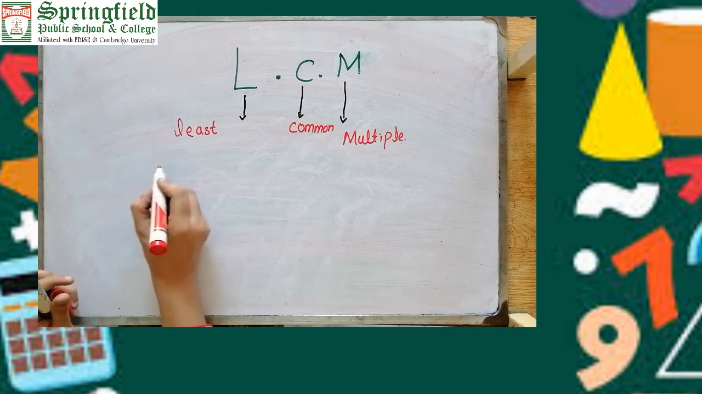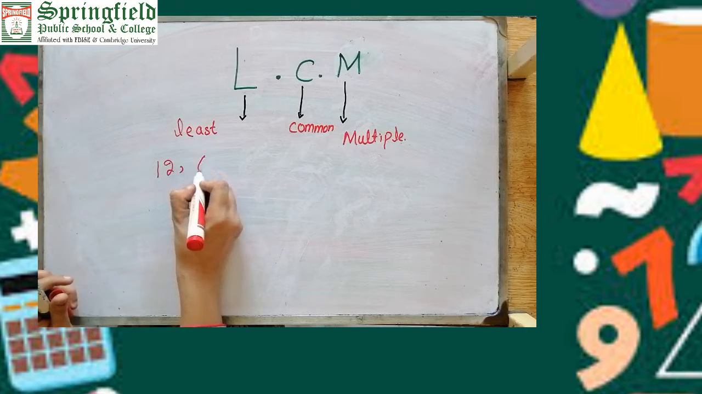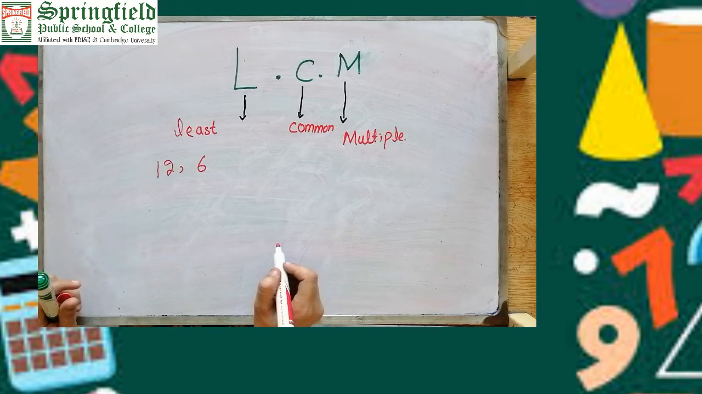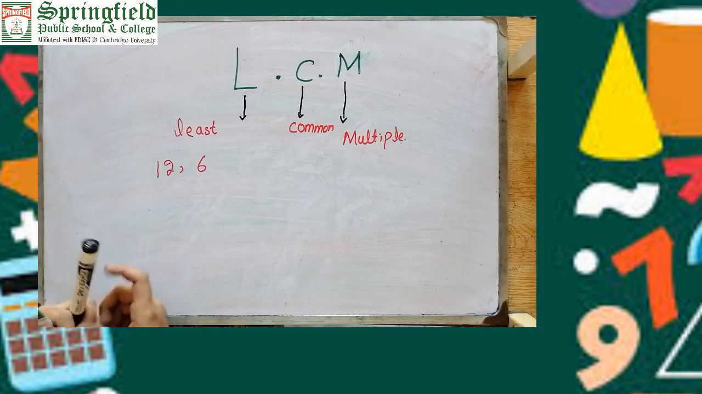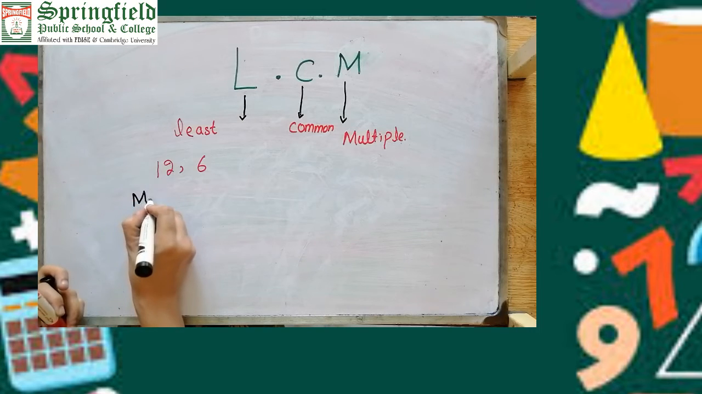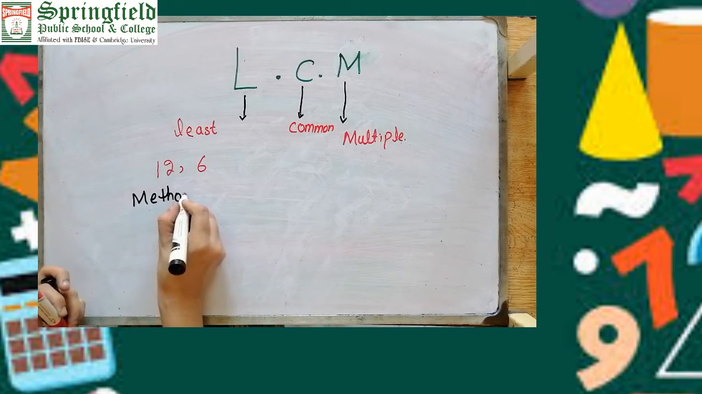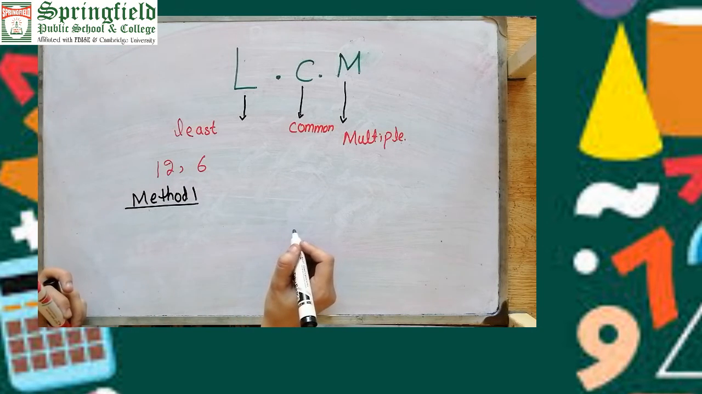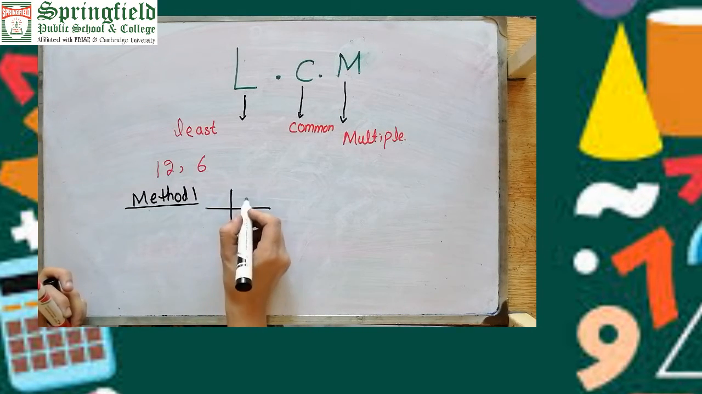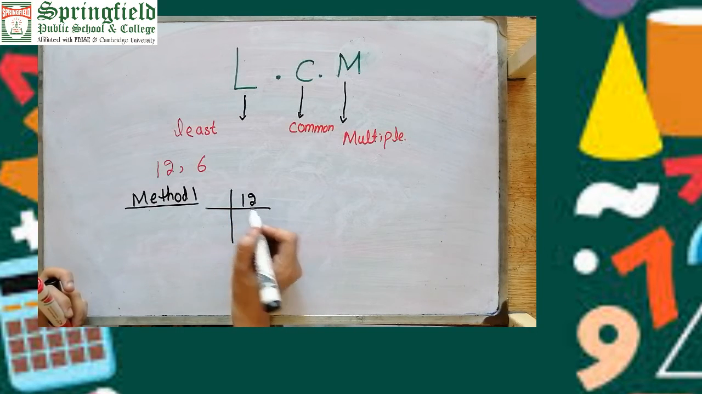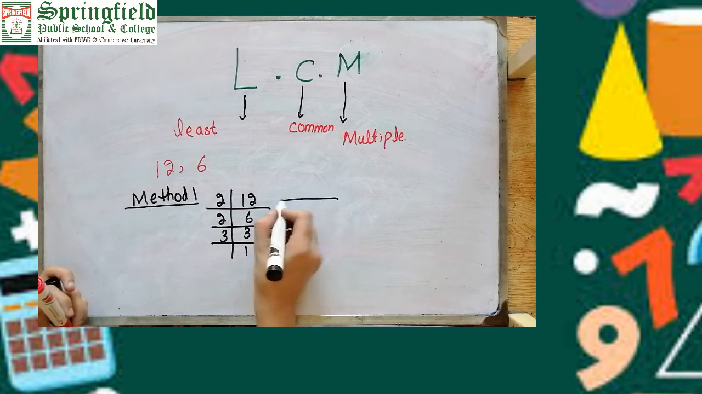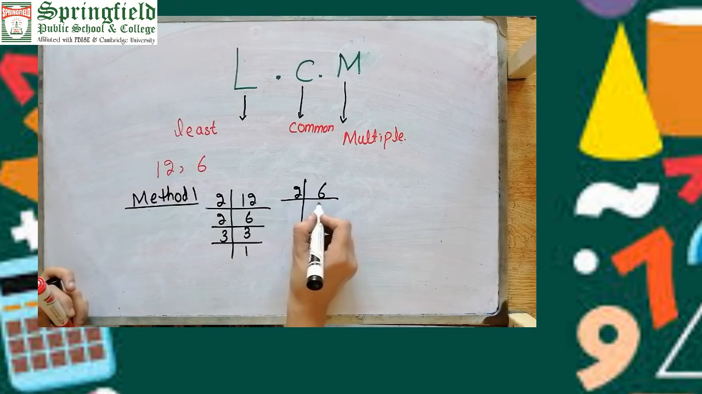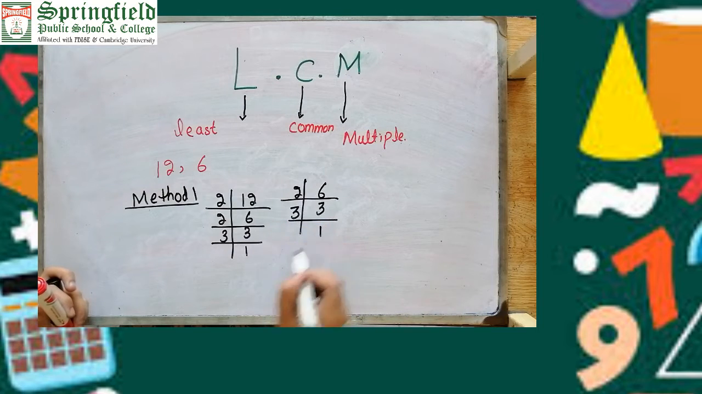So there are two numbers, 12 and 6. How can we find the LCM of both these numbers? They have the same methods. First we will use method number 1. In method 1 we will find the factors of 12 and 6 individually. First we will find the factors of 12. 2 6s are 12, 2 3s are 6 and 3 1s are 3. This procedure is called the prime factorization procedure. Now 6: 2 3s are 6 and 3 1s are 3.